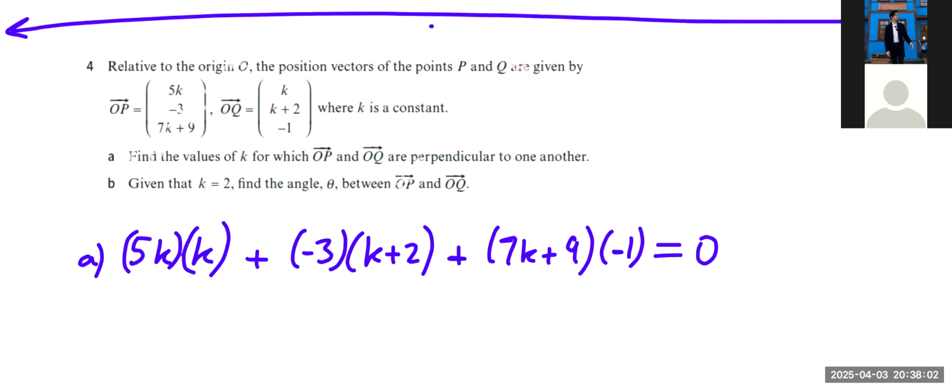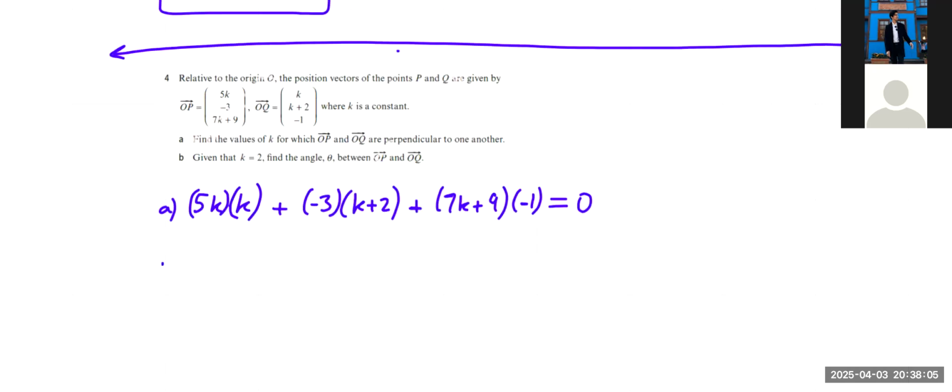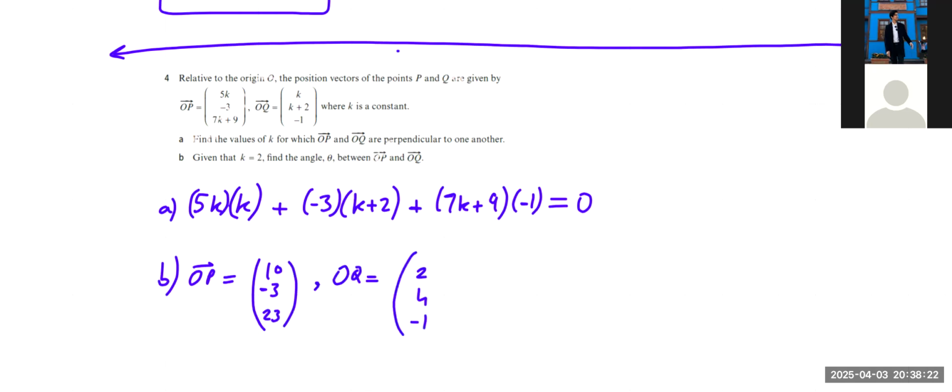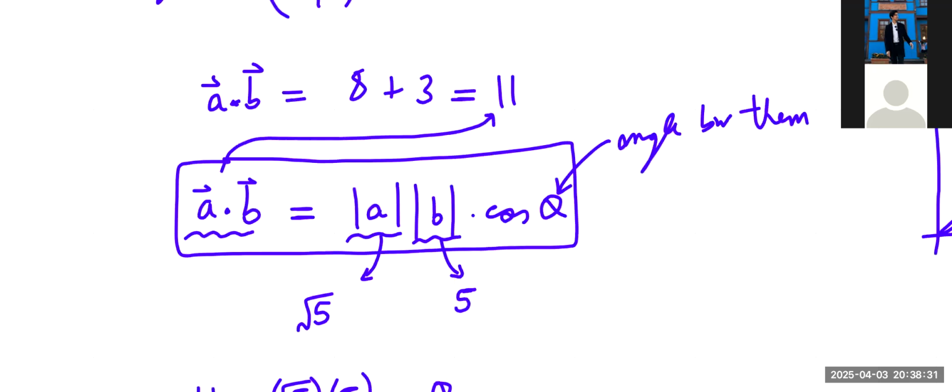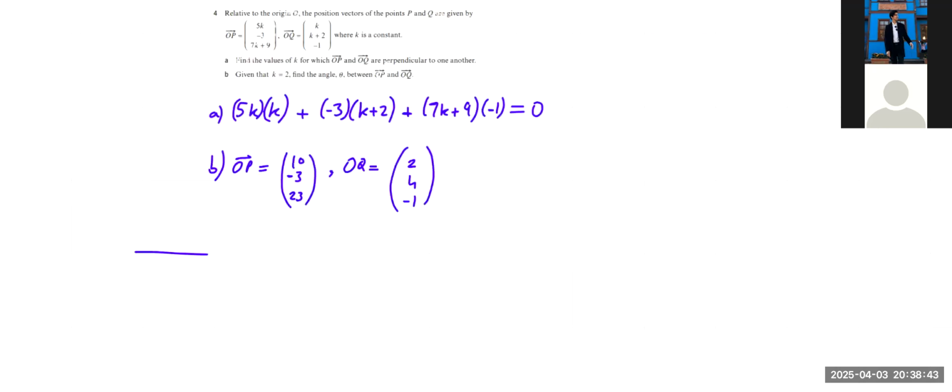For the second part, imagine that K was 2. Then you know what OP is and you know what OQ is. If K is 2, then OP would be 10, negative 3, 23, and OQ would be 2, 4, negative 1. Then you can find the angle between them using exactly what I just showed you earlier. You set up this equation, find their dot product using the basic method, find their individual magnitudes, plug everything into the formula, and that's basically it. So that's dot product. That's everything you need to know about dot products.